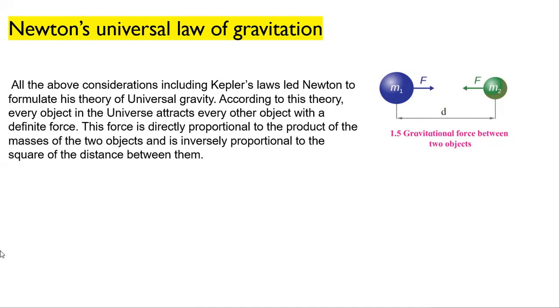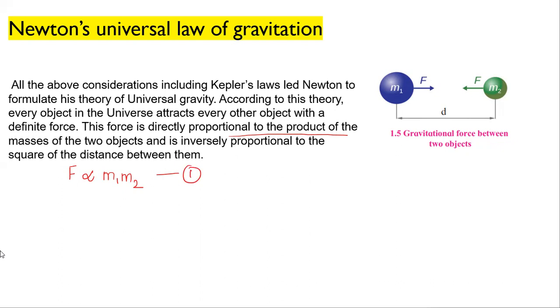According to Newton, every object in the universe will attract every other object with an attractive force. And Newton found that this force is directly proportional to the product of their masses. So let the force of attraction between the two objects be F. F is directly proportional to the product of their masses, m1 m2. Equation number 1.